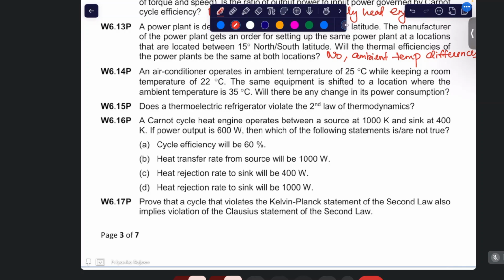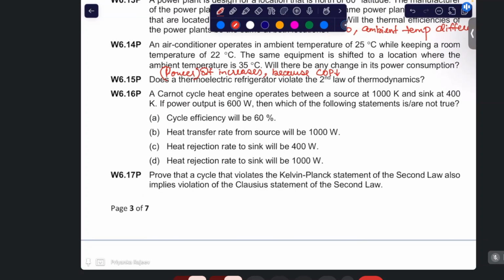Okay. So the answer is it increases because COP decreased. Okay. It means power increases. Okay. Now, does a thermoelectric refrigerator violate the second law of thermodynamics?